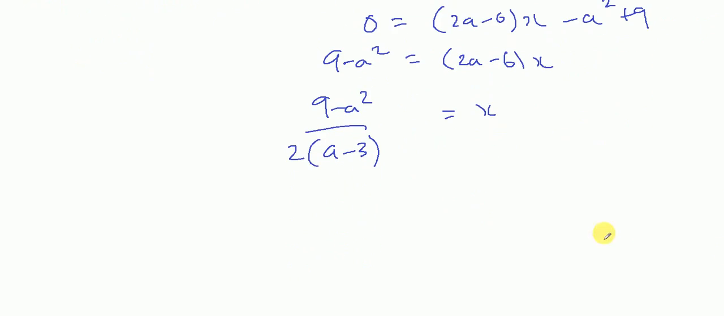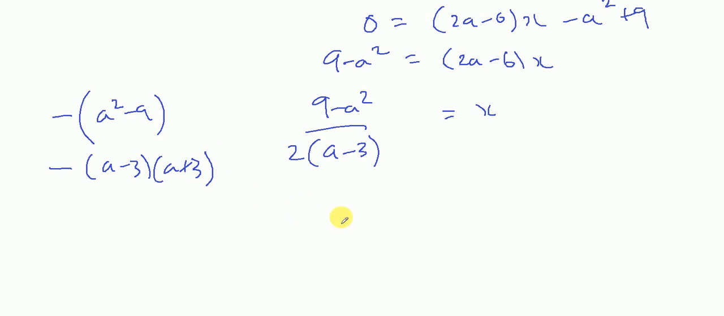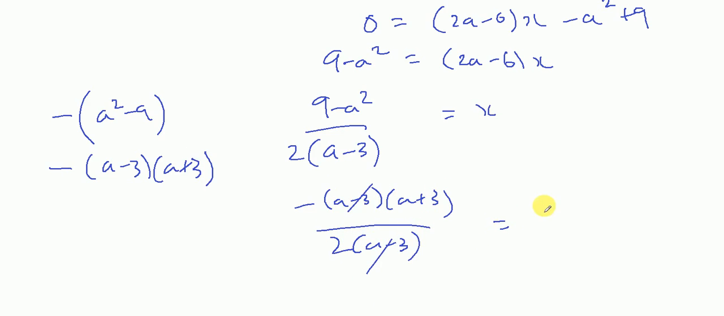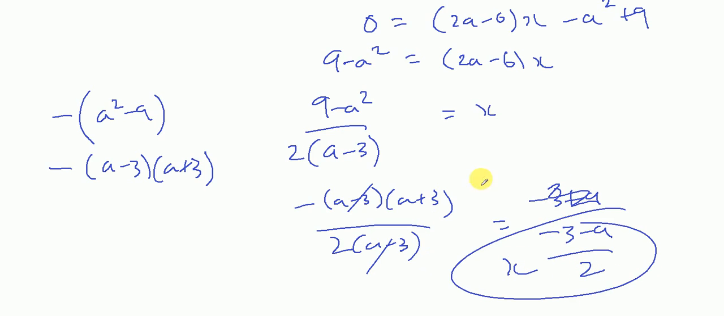I can do some factorising of the top. If I take out a negative, I've got negative (a squared minus 9), which is negative (a minus 3)(a plus 3). So I've got negative (a minus 3)(a plus 3), all over 2(a minus 3). They will cancel to leave minus (3 plus a) on 2, or (minus 3 minus a) on 2, is going to be my x-intercept. That's done.